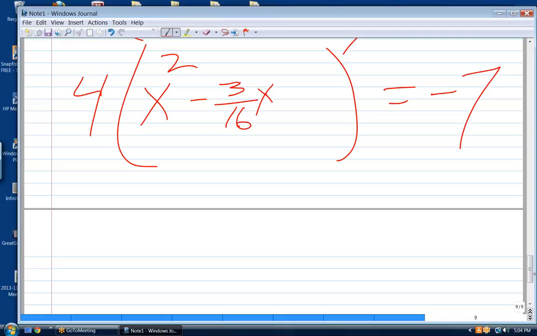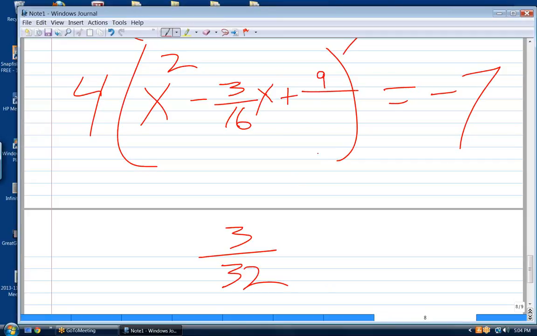You divide negative 3/16 by 2 and square it. So that's divided by 2 is this. Squared, it becomes plus 9. Well, I made up these numbers. I didn't mean to make up big numbers like this. But what's 32 squared? I'll just write it as 32 squared. It's 1024.